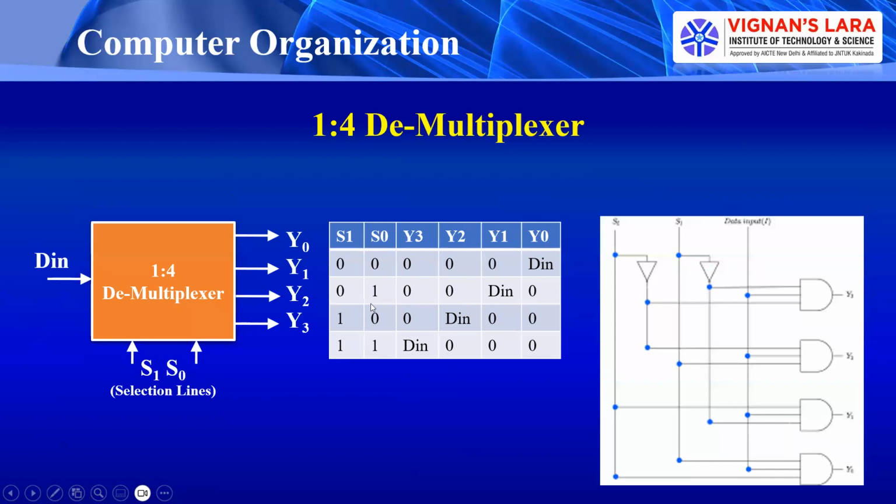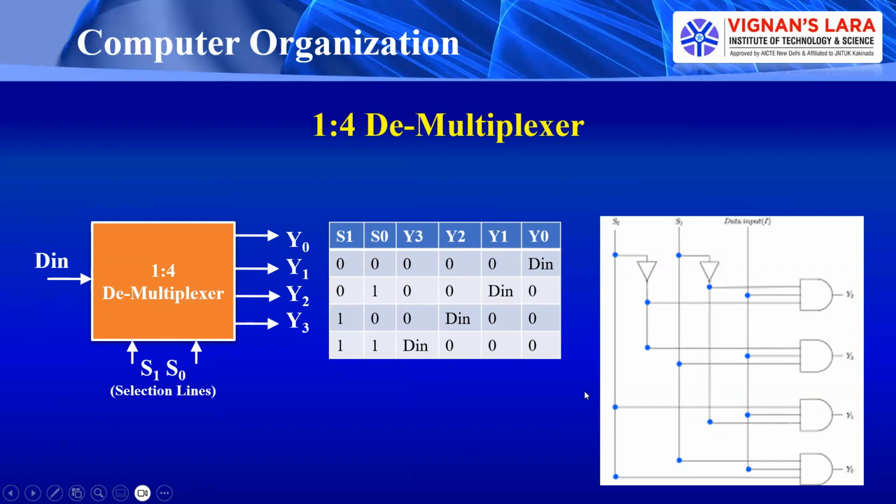Next, when they are 0, 1, we select Y1. So D in is directed to Y1. Remaining outputs are 0. The next combination is 1, 0 over the selection lines. Then we select Y2. So Y2 is equivalent to D in. Remaining outputs are 0. The last combination is 1, 1. Then we select Y3. D in is directed to Y3.